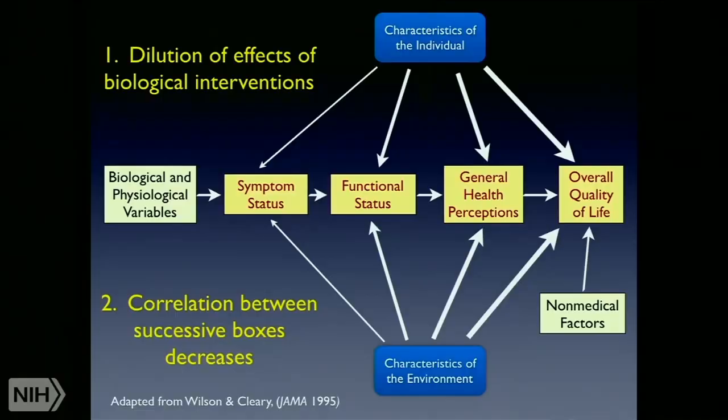And another one that shouldn't be too surprising is that the correlation between successive boxes decreases, right? So the correlation between the biological, physiological variables and symptom status is much higher than the correlation between biological and physiological variables and general health perceptions, right? Okay, so those are also things to be aware of. And again, why is that? It's because there's all of these other things affecting the chain as we go down. So the further out you are, the more those things are affecting the boxes differently.